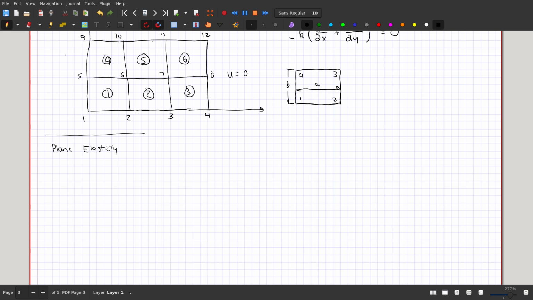One is called plane stress. So plane stress problems are typically when you have a very thin, long and slender but thin plate, right? And that's because you assume that the stress through the thickness is zero.